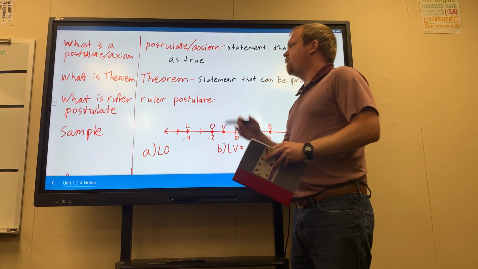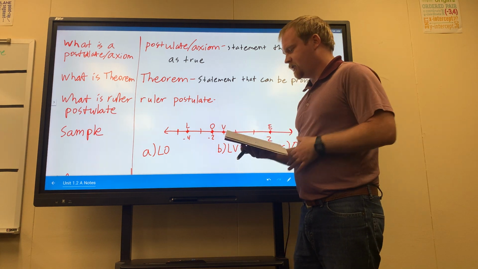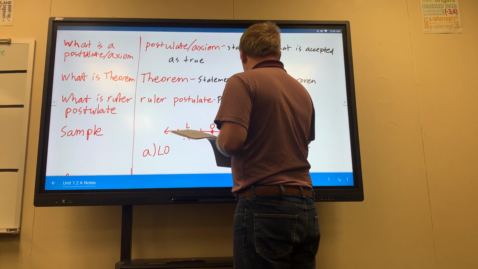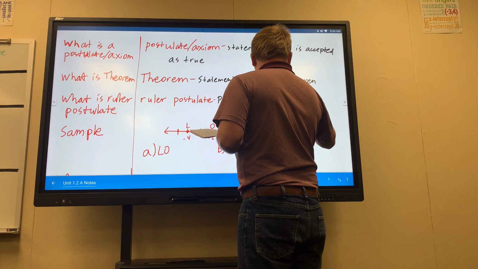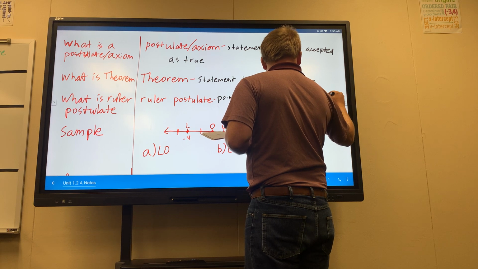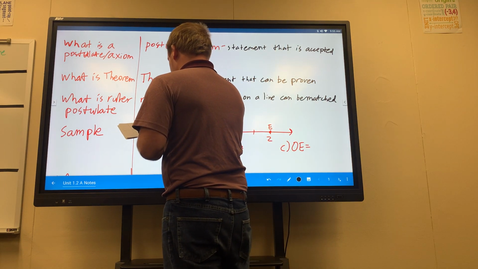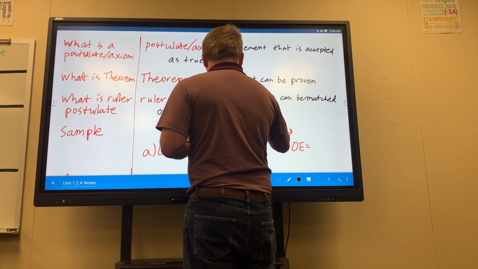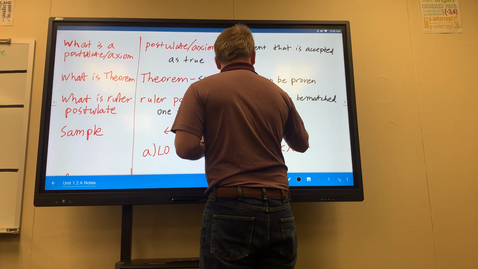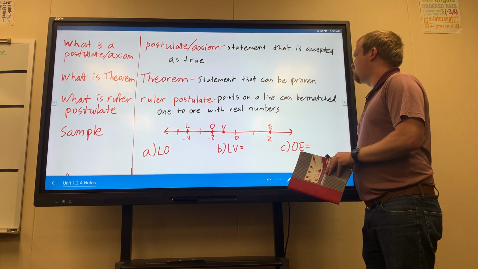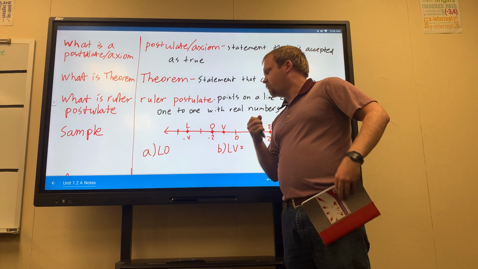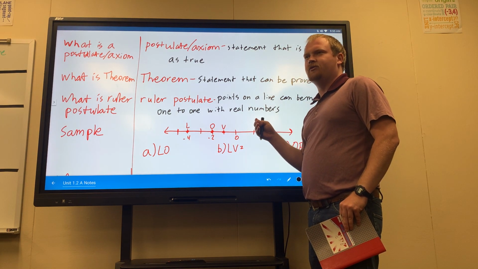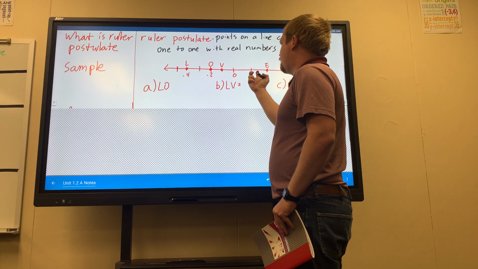Now, we actually got our first postulate. It's called a ruler postulate. Basically says that points on a line can be matched one-to-one with real numbers. Points on a line that can be matched one-to-one with real numbers. So basically, if we have a number line here, and if we put points down, we can actually find the distance between those 2 points. And we can actually do it based off of a number line.